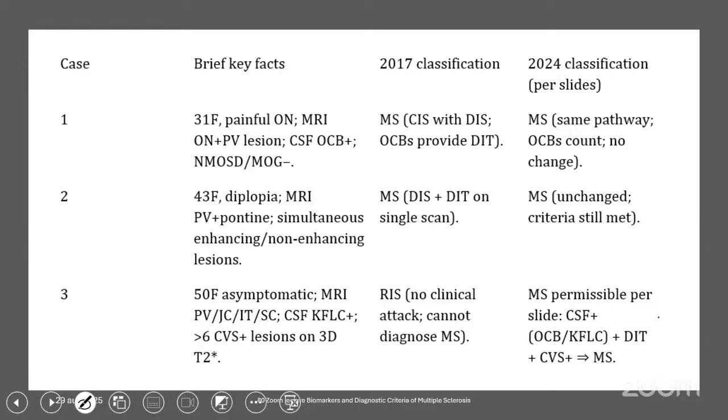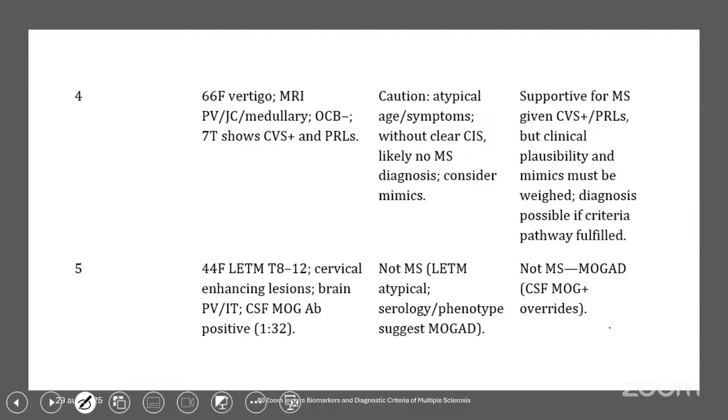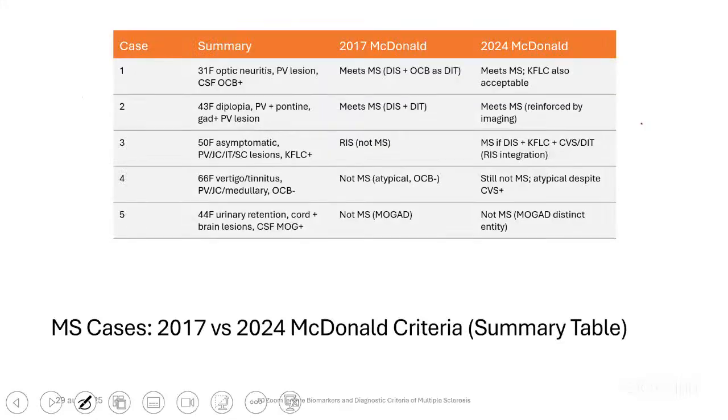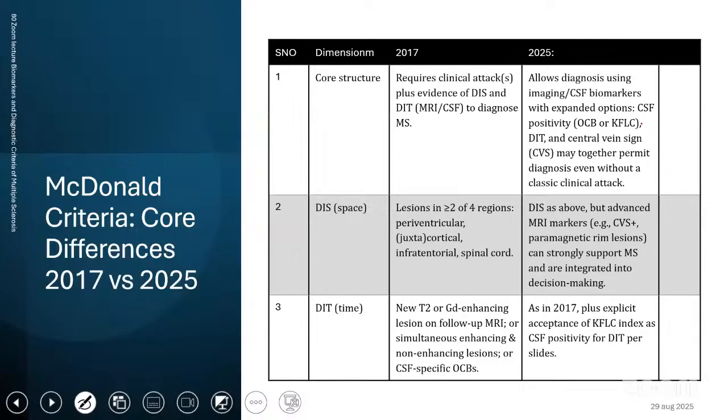So in all these cases, if you compare the 2017 and now the 2024 classification, you have to see what has changed. KFLC has come in and replaced some things, and other things have come, that is, the central vein sign and PRLs have appeared in these cases. So, friends, these are the summaries of these cases. Let's end with the core differences between 2017 and 2025 or 24.